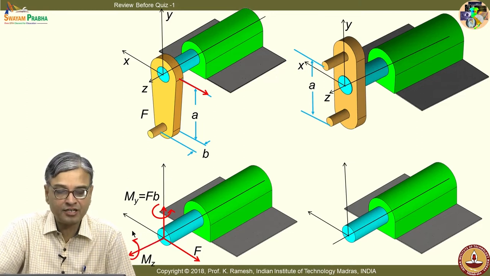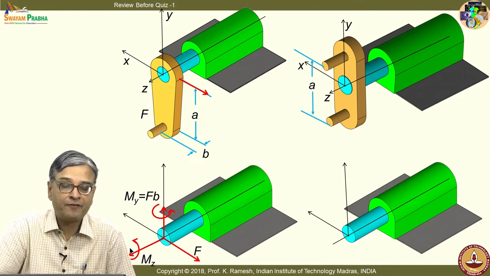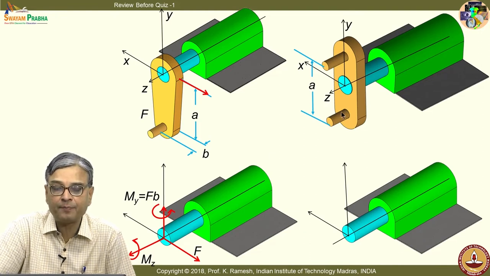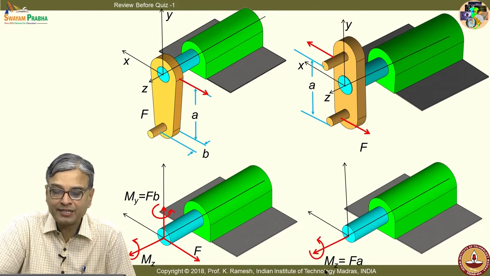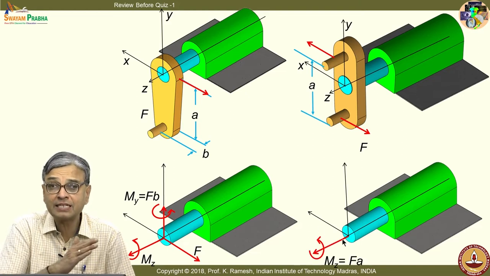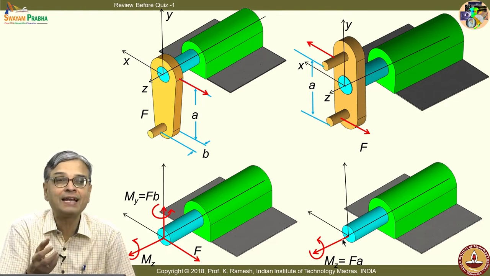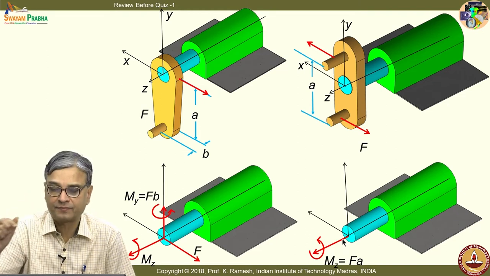My ultimate interest is to rotate the shaft, but if I apply the force with one pin like this, it would introduce a force as well as an additional moment Fb. On the other hand, if I put an equal and opposite force system, it would only produce a twisting moment on the shaft. So, this brings out a subtle difference between rotating the shaft with one handle and rotating the shaft with two pins attached to the handle. Fine.